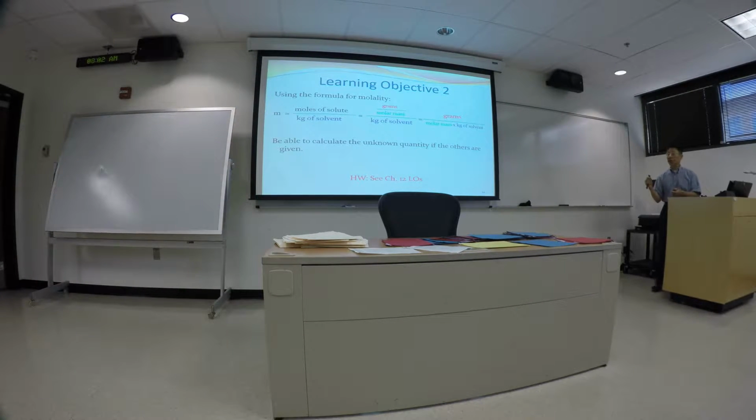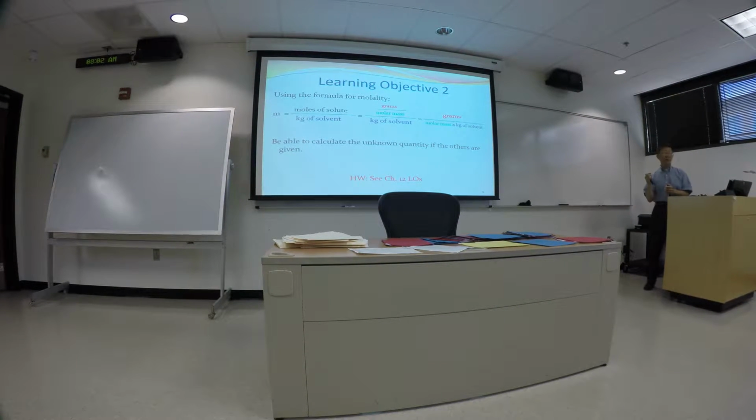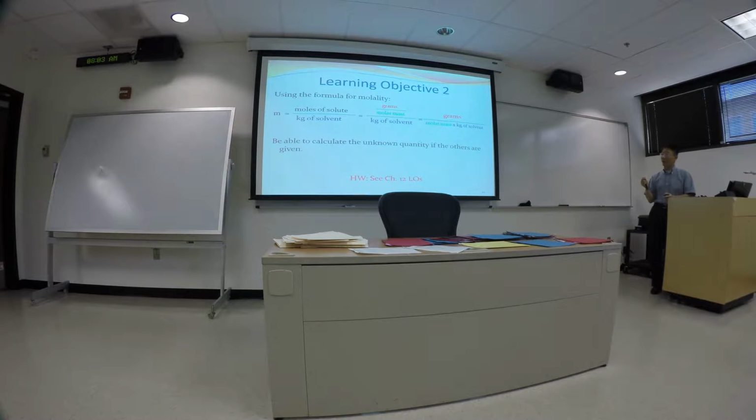And this time it's a small m. Capital M was for molarity, M-O-L-A-R-I-T-Y. And this time we're talking about molality, M-O-L-A-L-I-T-Y. So molality, by definition, is the number of moles of solute per kilogram of solvent.